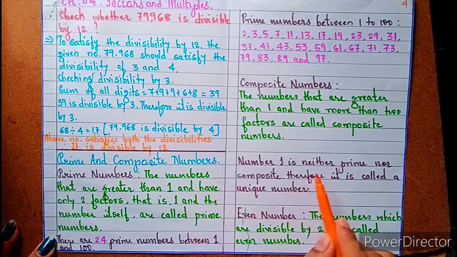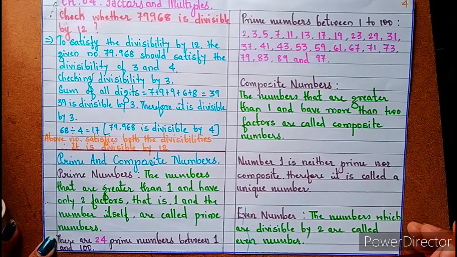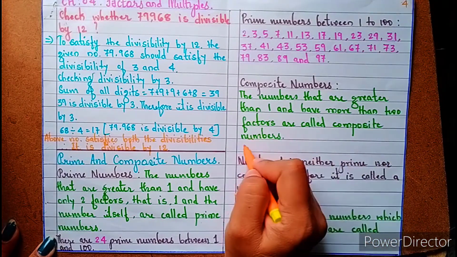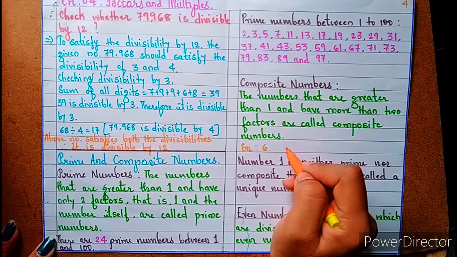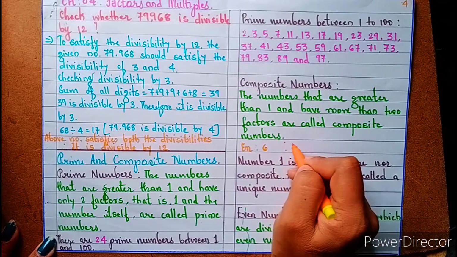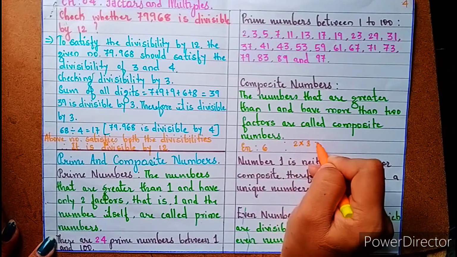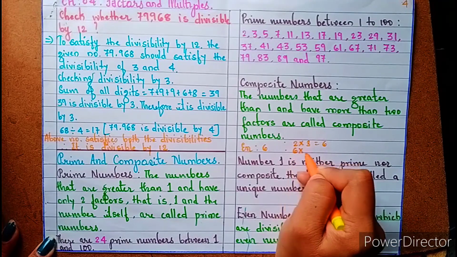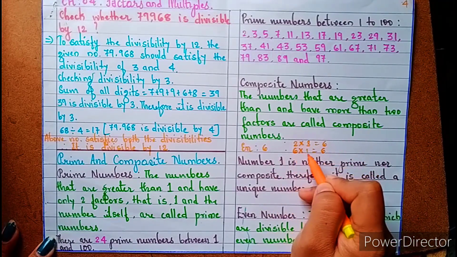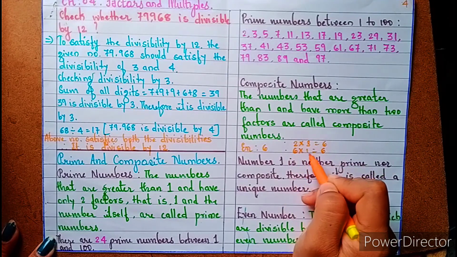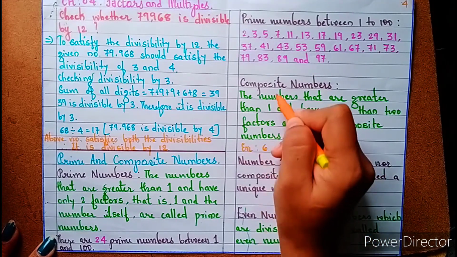I'll tell you one example, say 6. If you see the factors of 6, it can be written as 2 threes are 6 and 6 ones are 6. So how many factors does it have? 1, 2, 3, 4. It has 4 factors. Therefore, it is a composite number.